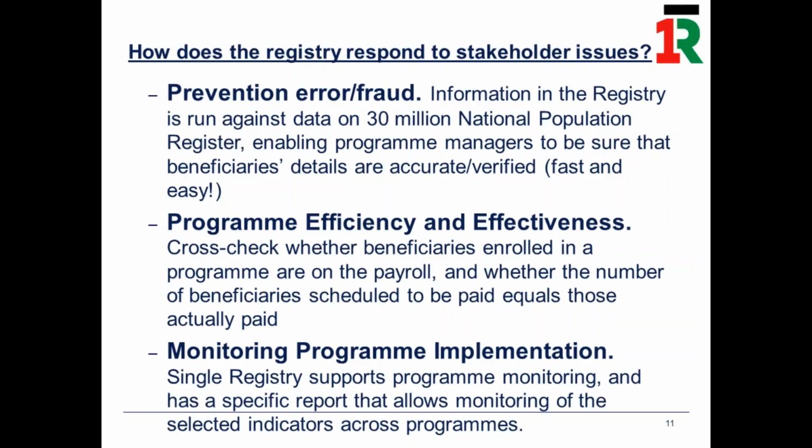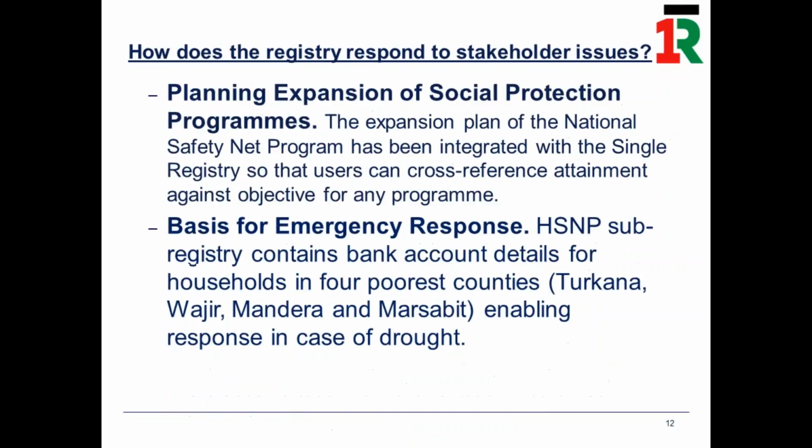When you want to look at how many people were enrolled and there's a problem with the IDs, you're also able to generate that. And then in terms of planning, we have an expansion plan within the single registry, and we believe this will help us in terms of rolling out, if you want to expand the program. So the expansion plan is there, giving us how many people we are supposed to bring in each year. So you are able to go there and see how many people we are supposed to bring in this year and from where. So it's a tool that is helping us to cross-reference whether we have attained our objectives of the program.